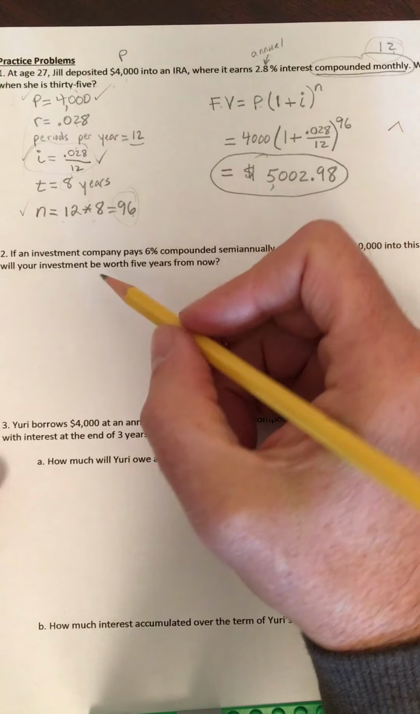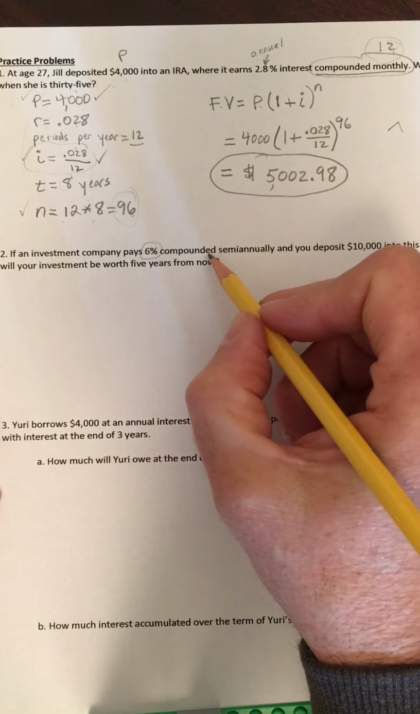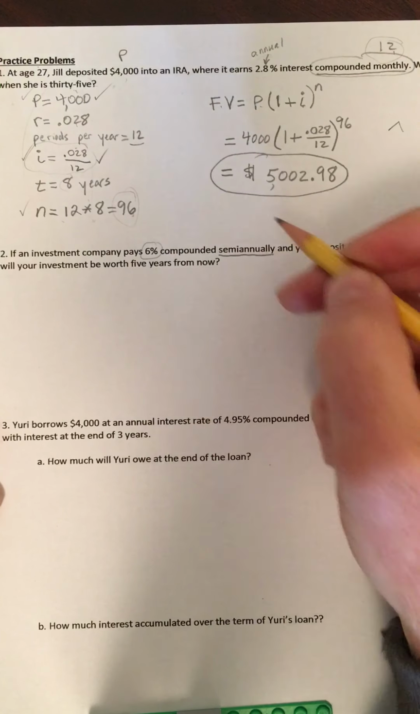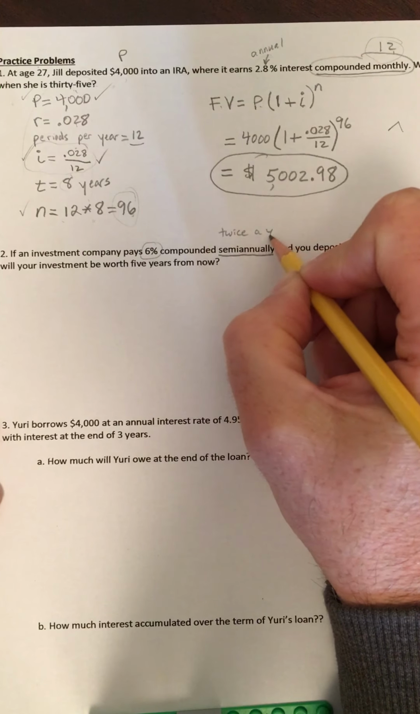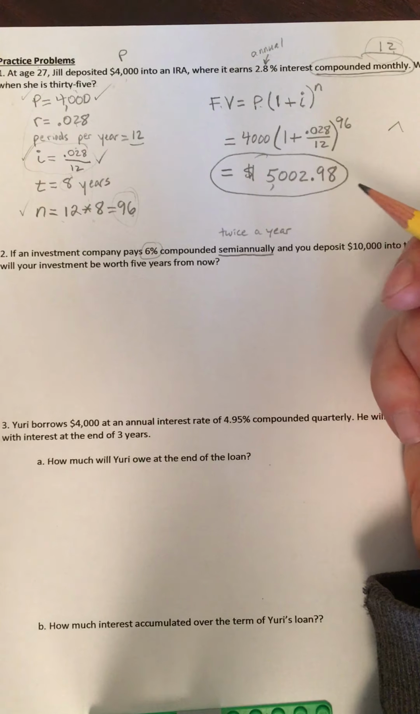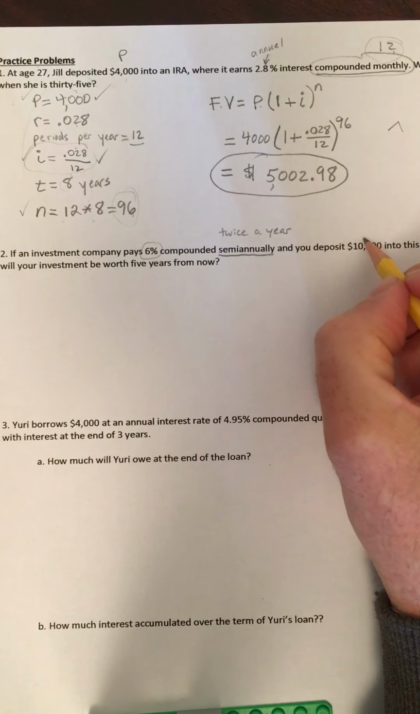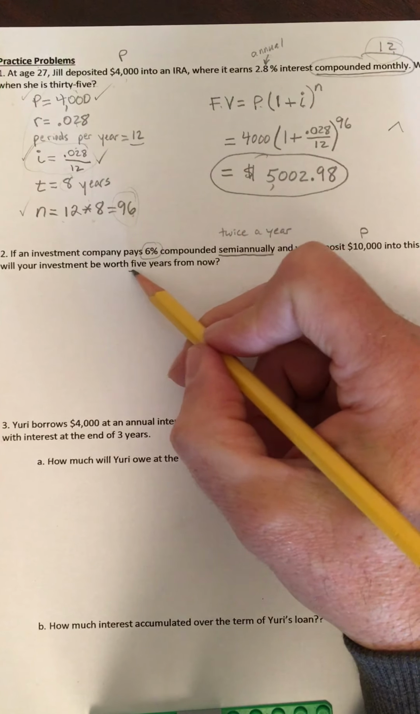So number 2, the investment company pays 6% interest. That's amazingly high. Compounded semi-annually. So what that means is twice a year. So they're going to give us interest twice each year, every 6 months, another way to say it. All right, so we deposit $10,000. That's our principal. How much will it be worth in 5 years?